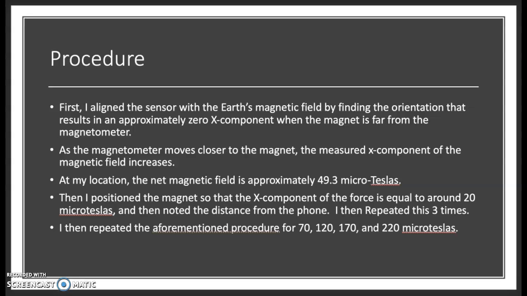Then I position the magnet so that the x component of the force is equal to around 20 microteslas, and then noted the distance from the magnetometer. I then repeated this procedure 3 times. I then repeated the aforementioned procedure for 70 microteslas, 120 microteslas, 170 microteslas, and 220 microteslas.